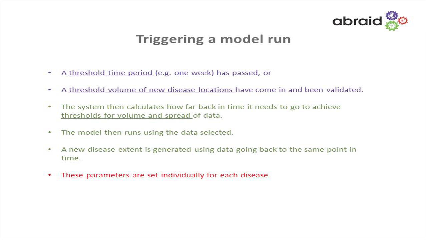It's important to note that for all of these parameters, we're able to set these individually for each disease. We're also able to change them if the disease is changing in time. And for the threshold of new disease locations that we use to trigger a model run, we also have the ability to set a distance that they are outside the extent, or a value of probability of occurrence they need to achieve before we want to trigger an early model run. So this has all happened, everything has been met, and the model runs.